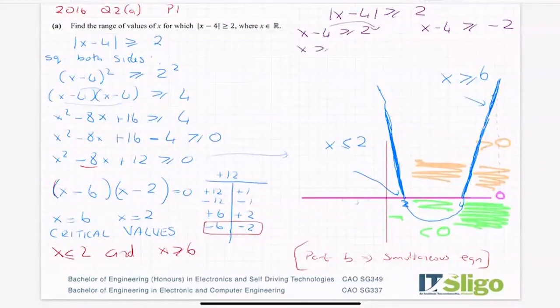Okay, x is greater than or equal to 2 plus 4. X is greater than or equal to 6. Bring this one over. X is greater than or equal to minus 2 plus 4. X is greater than or equal to 2. So you will get your critical values in that way too, and then you have to figure out the graph as well.